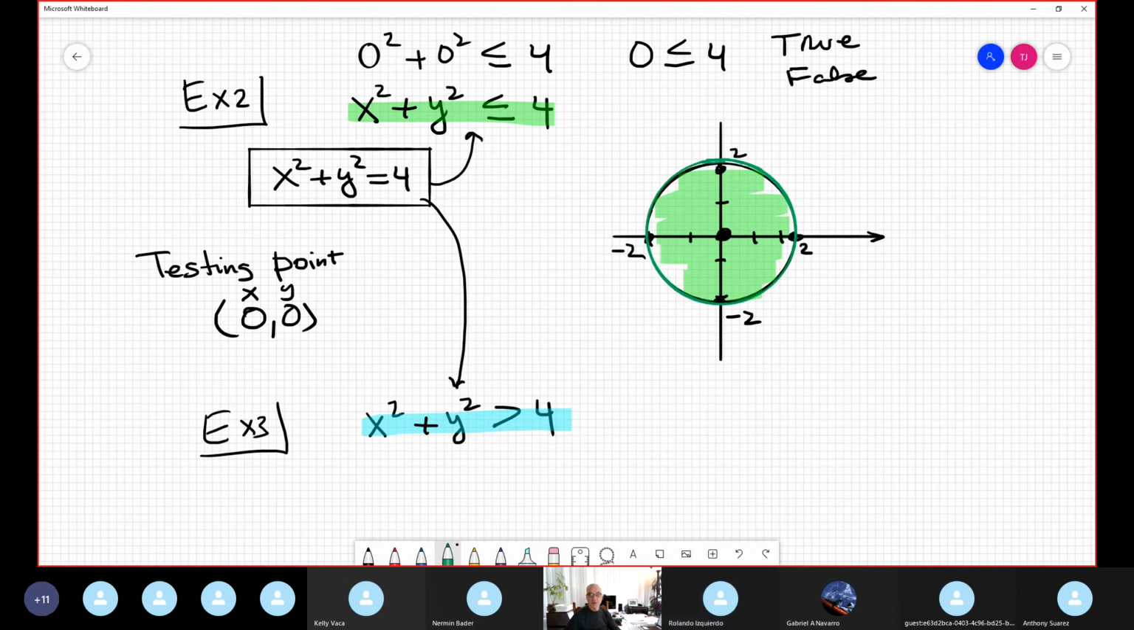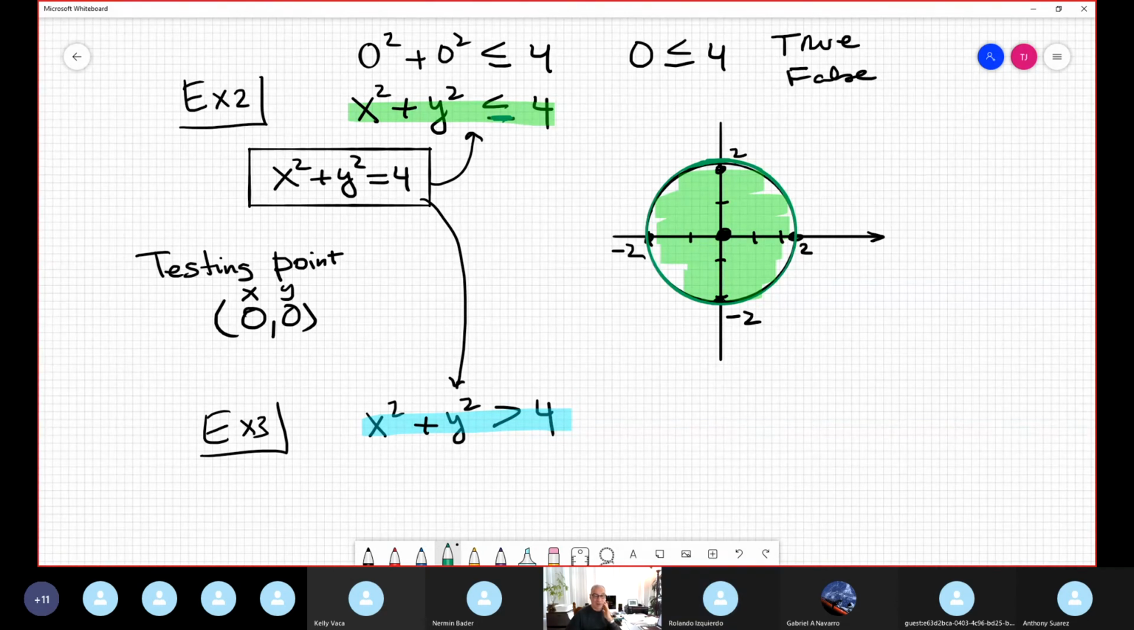You see the equal sign here? Yes. Now, when it's equal, the equation is exactly the circle, which is the boundary here. Oh, I got it. So it includes the boundary.